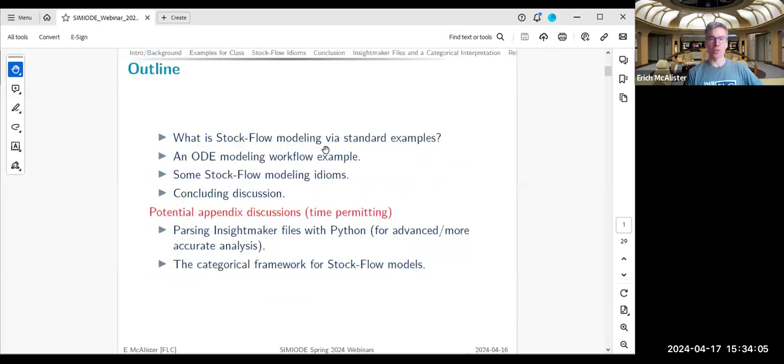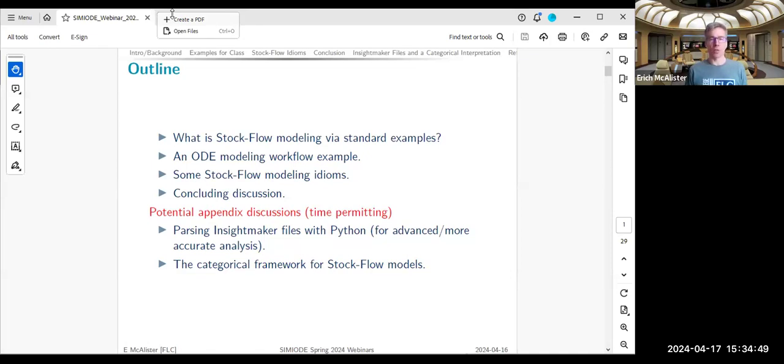So the first thing, just as an outline for the talk, we're going to talk about what is stock flow modeling? Some of you might be familiar with this terminology, some of you might not. If you're experienced in differential equations, it's nothing crazy. So we're going to look at a couple standard examples, and then we'll work through basically what the full workflow of an ODE modeling scenario looks like.